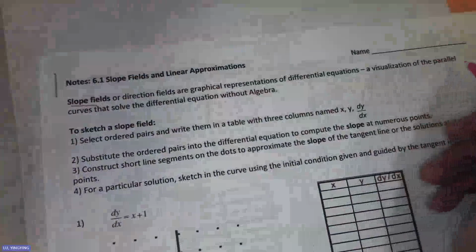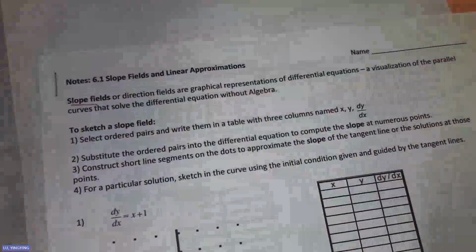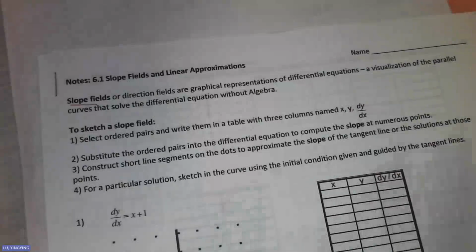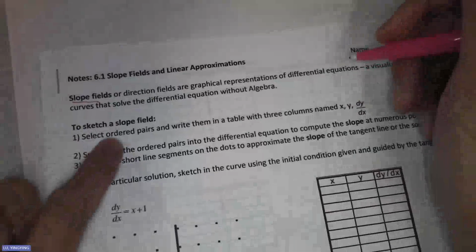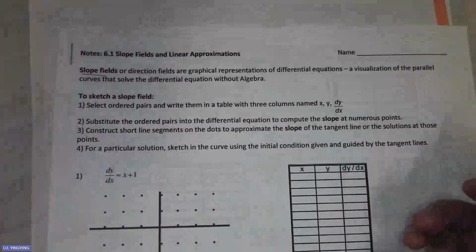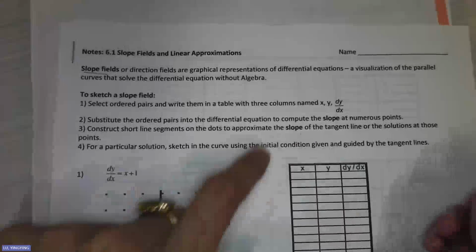Anyway, first of all, slope field is basically a visualization of all the slopes, without doing any kind of integration. You just plug in. Here it says sketch the ordered pairs, and usually on the test I want you to do a few ordered pairs in a table like this.